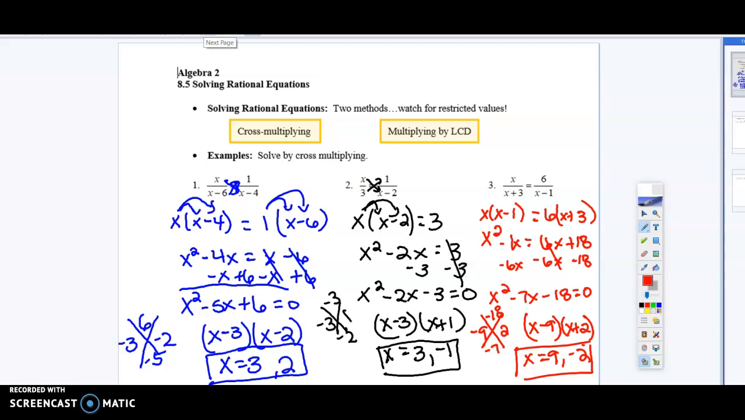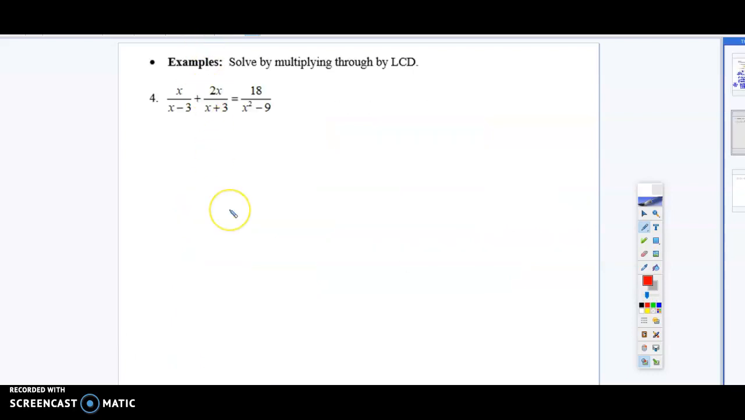Should I scroll? Okay. All right, so on number 4, this one's a little different. So we're going to multiply by the LCD, which is the least common denominator. Okay, least common denominator. And hopefully I didn't spell denominator wrong. Somebody check that. Okay, so for this one, what's going to happen is we want the same denominator multiplied through, like, all the way through.